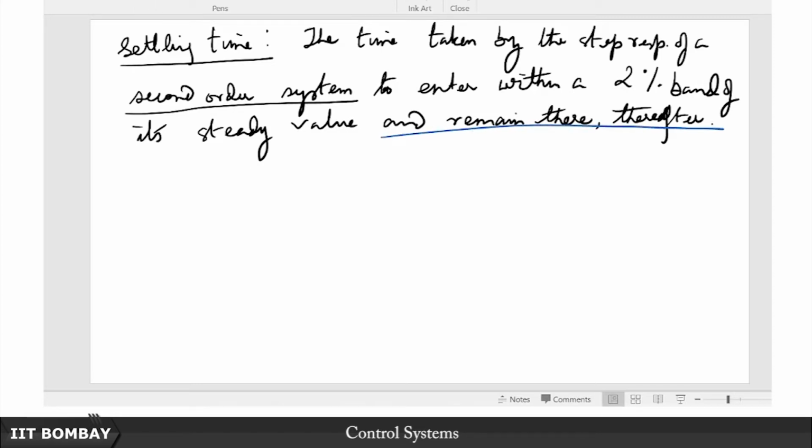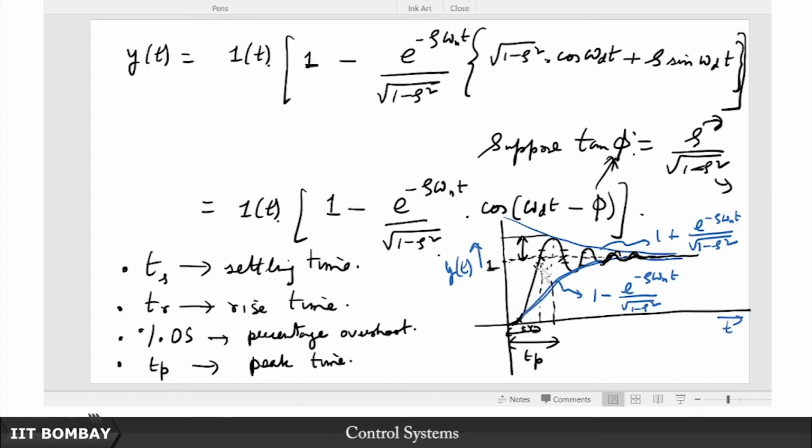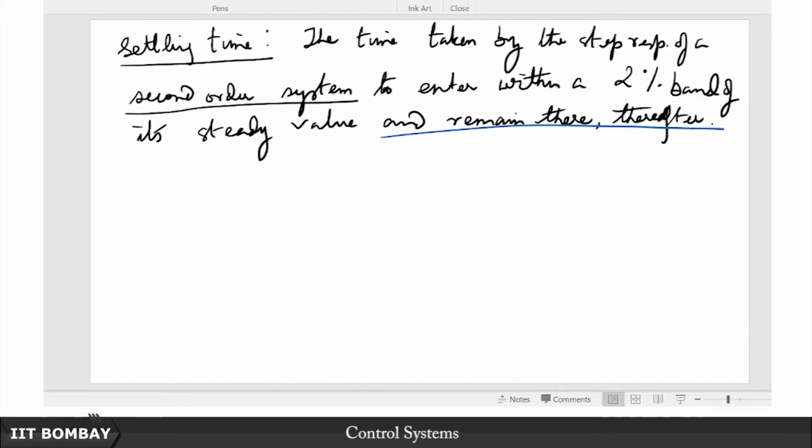Okay, because notice this sketch we had drawn in the previous lecture. As I had also clarified then, somewhere here it enters the 2% band, somewhere here it leaves the 2% band, somewhere here it again enters the 2% band, somewhere here it again leaves the 2% band. So these time instants do not qualify as a settling time value. The only time it qualifies as a settling time value is when, for example, somewhere here it enters the 2% band and then subsequently never leaves the 2% band and continues to remain there, then and only then does it qualify as a settling time value.